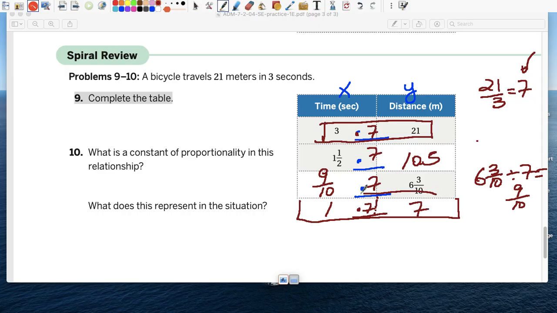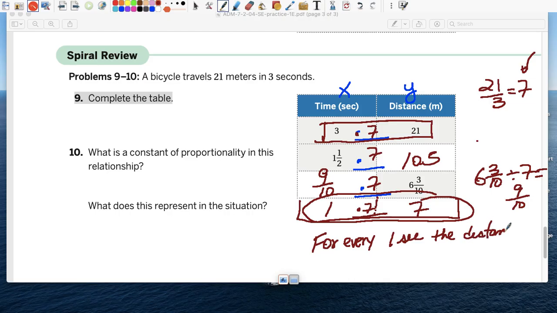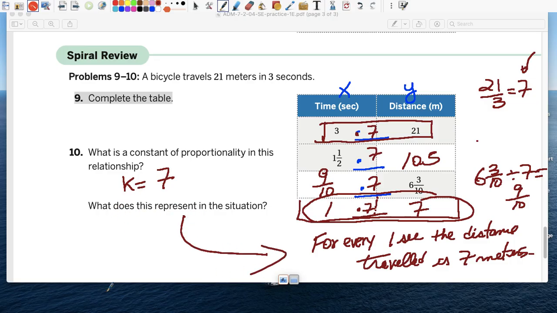So where's my unit rate? Right here. So what's the statement? For every 1 second, the distance traveled is 7 meters. Okay. Complete the table. Check. What is the constant of proportionality? The constant of proportionality, by the way, is represented by the letter K. So the constant of proportionality is 7. What does this represent in this situation? It represents that which we just wrote.